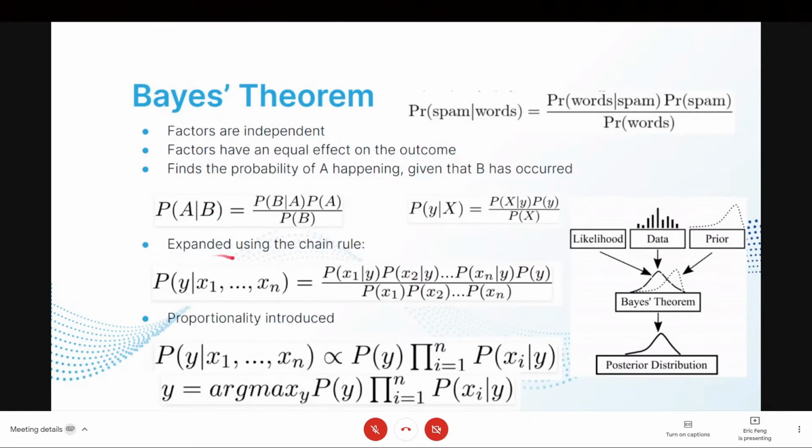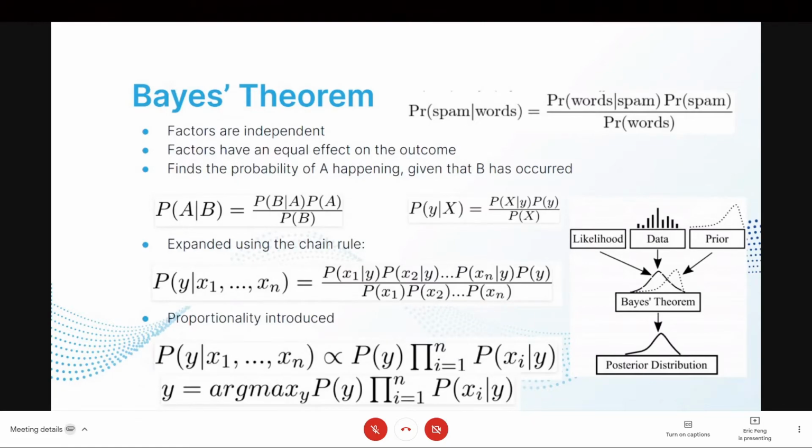I hope that made sense, because now we're going to move on to expanding this equation. We expand it using the chain rule, since generally you're not going to have a single variable as your observation. So this can be expanded like this. And we can introduce a proportionality. The probability of Y given these words is proportional to the probability of Y times the product of the probabilities of those variables given the outcome. And then we use argmax to find the greatest probability.